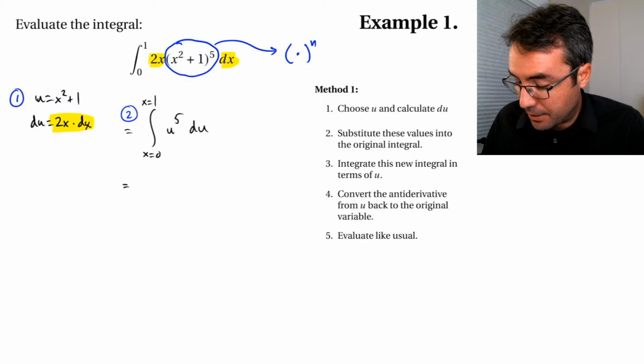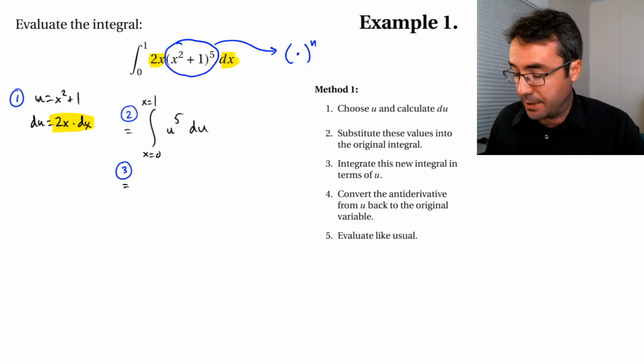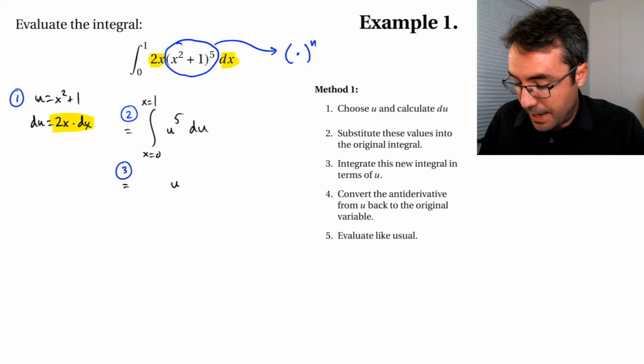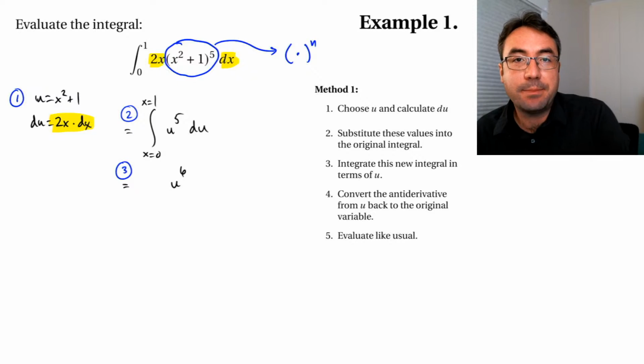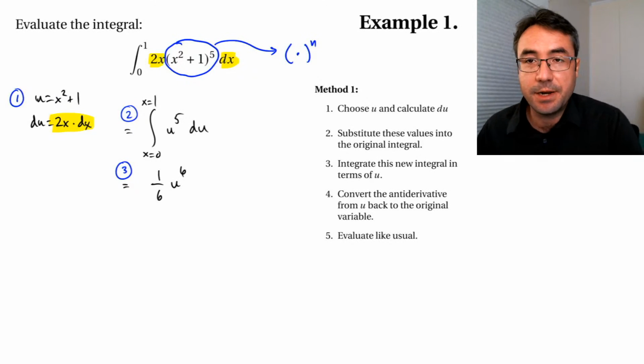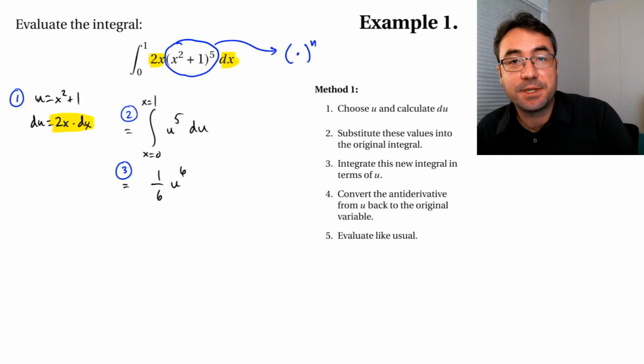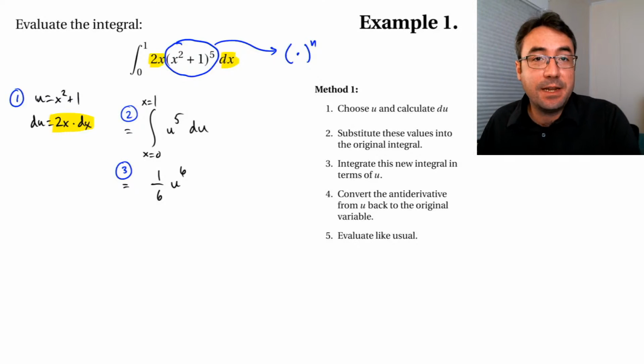Now I want to go through in step 3 and just do the antiderivative, just like we were normally doing. So I add 1 to the exponent, bumps me up to u to the power 6. Take that new exponent, flip it, put it in front. So I get 1 over 6 times u to the power 6. We're doing a definite integral, so I'm not going to use plus c.